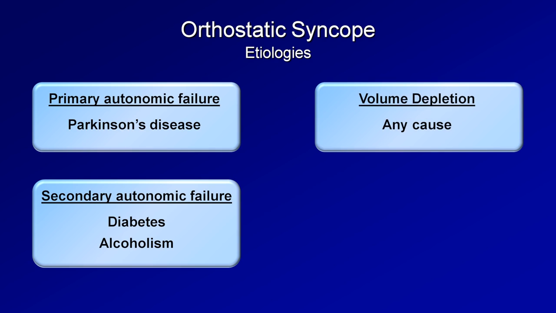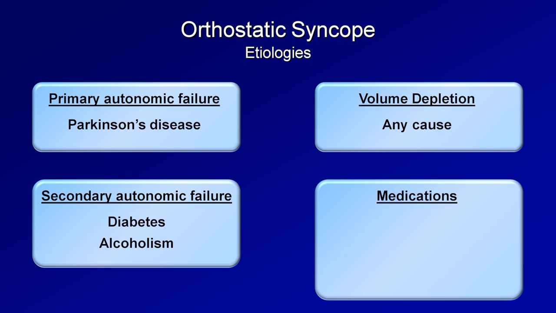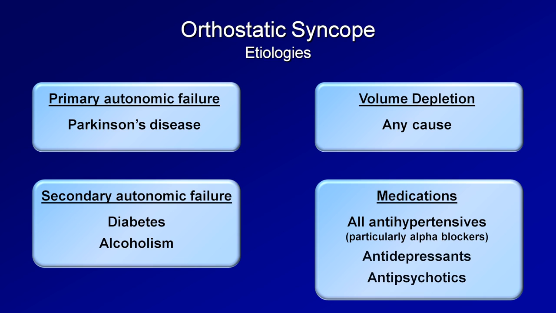Volume depletion of any cause may result in a more pronounced drop in preload, which can't fully be compensated by vasoconstriction, increased contractility, and increased heart rate. And last, medications, including all antihypertensives, particularly alpha blockers, also used for prostatic hypertrophy, as well as most antidepressants and antipsychotics.